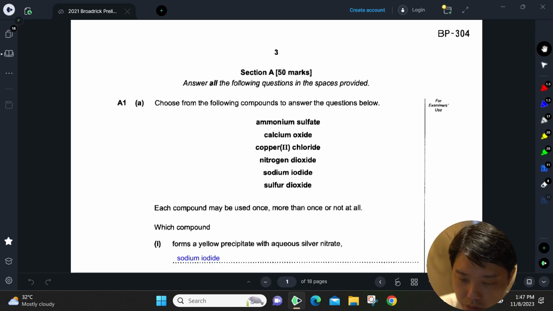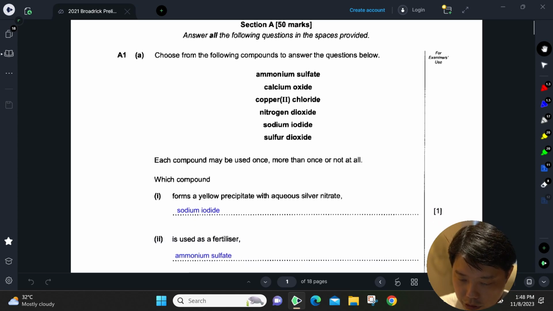So today we are going to do Broadrick 2021. Let's start from paper 2 section A. The first question is the usual pick from the whole list kind of question. This is a question that will span and integrate many different chapters. Let's look at the first question.